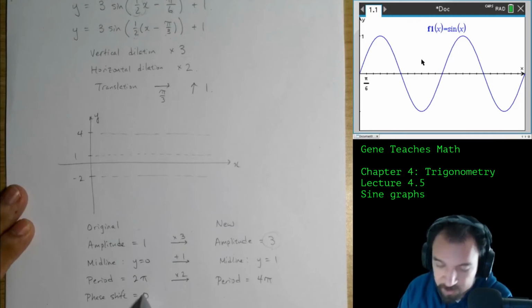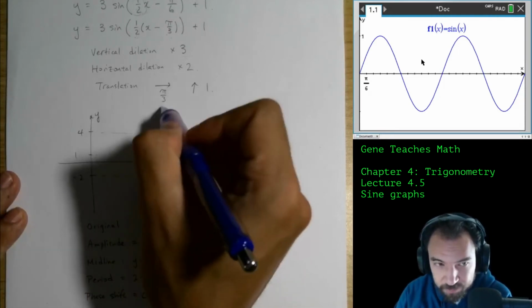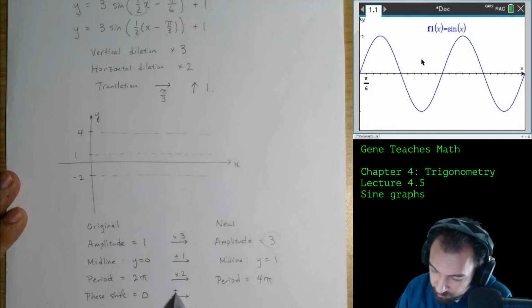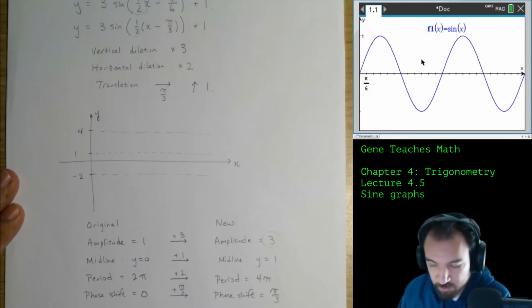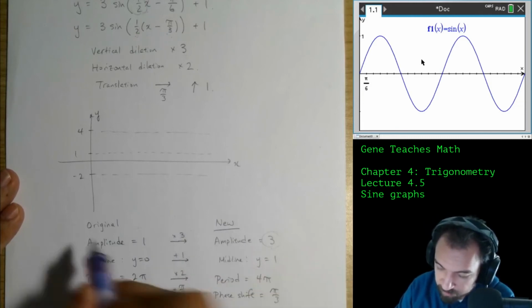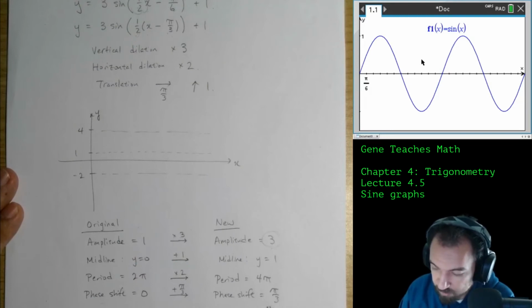So in the original, the phase shift is 0 because the original is not shifted at all. But I'm going to translate pi over 3 to the right. So the phase shift is equal to pi over 3. In the near future, we're going to start discussing all of the sine and cosine graphs using this terminology. So our phase shift is pi over 3, and our period is 4 pi.